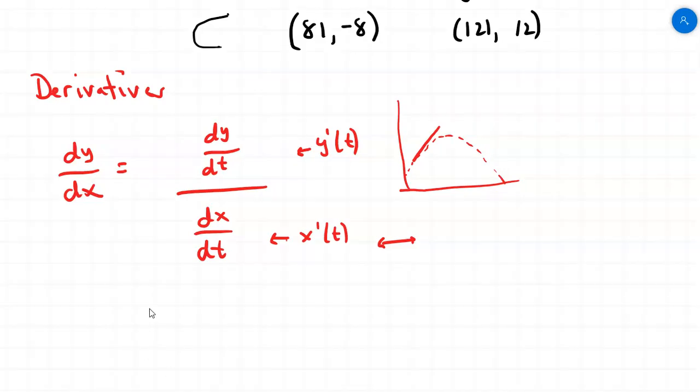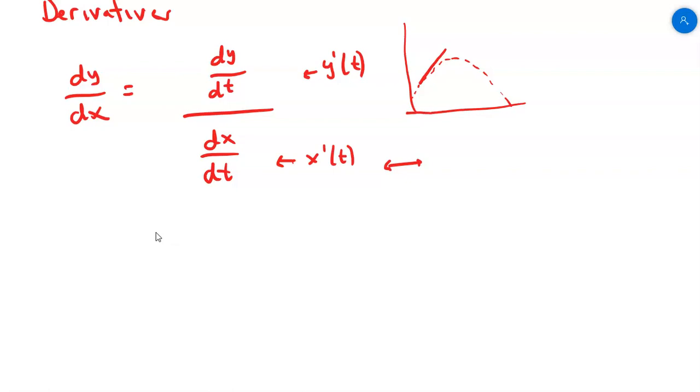All right, so the derivative of y in terms of x is the derivative of y with respect to t divided by the derivative of x with respect to t. All right, let's take a look at an example. So let's look at x equals t squared minus 5t, y equals t, and I want to find dy dx.